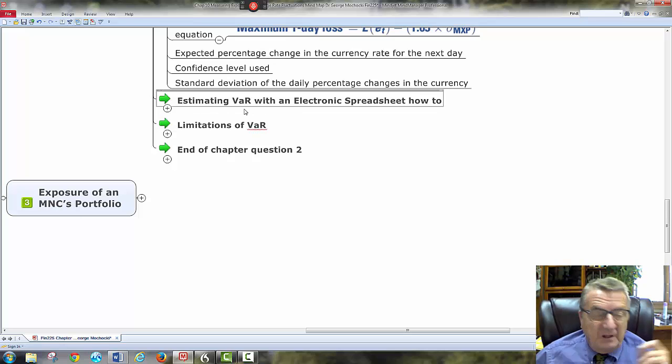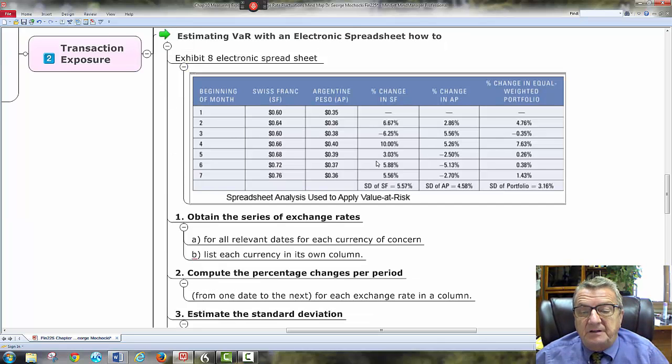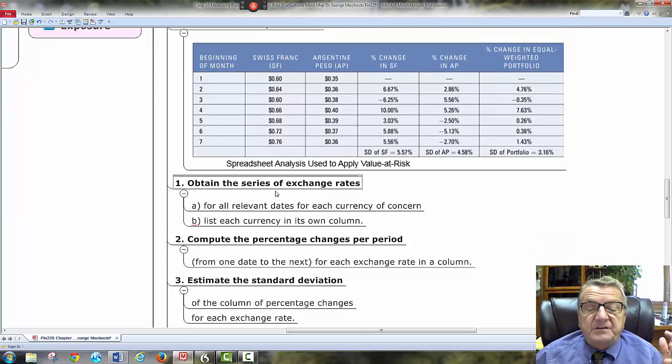Estimating the value at risk with an electronic spreadsheet. Here's what you have to do. Okay, electronic spreadsheet. Here's what's going to come out. It's going to give you the risk and everything else. So the portfolio, the standard deviation. Okay, the change. Okay, when I'm looking at that, here's the yen, the Swiss mark. Here's my spreadsheet analysis to apply value at risk. Step one: obtain a series of exchange rates. That's what we basically did.